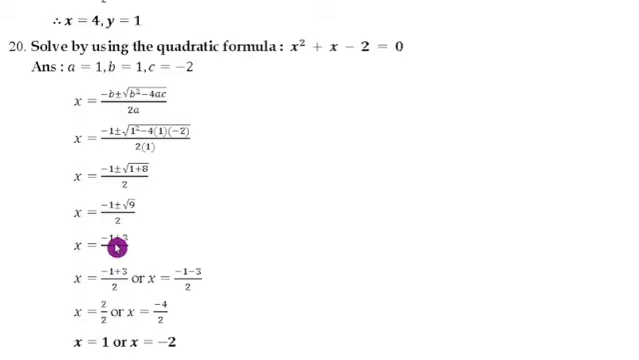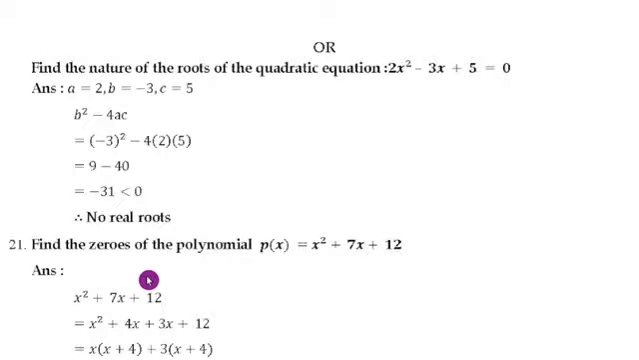So here, plus or minus is there, that means 2 times you should take minus 1 plus 3 divided by 2, or minus 1 minus 3 by 2. So x value will become 1 and x value will become minus 2. Like that you are going to find the solution by using the quadratic formula.